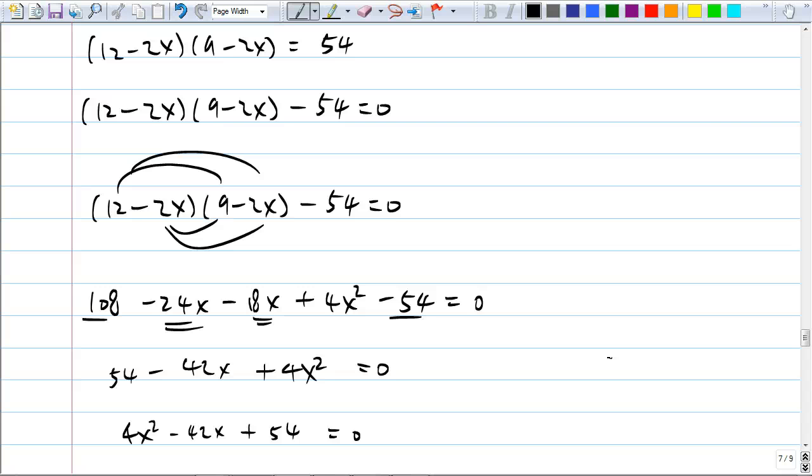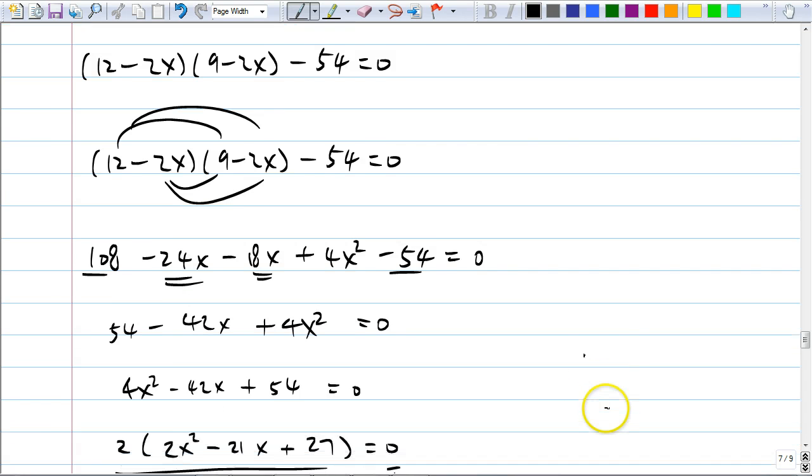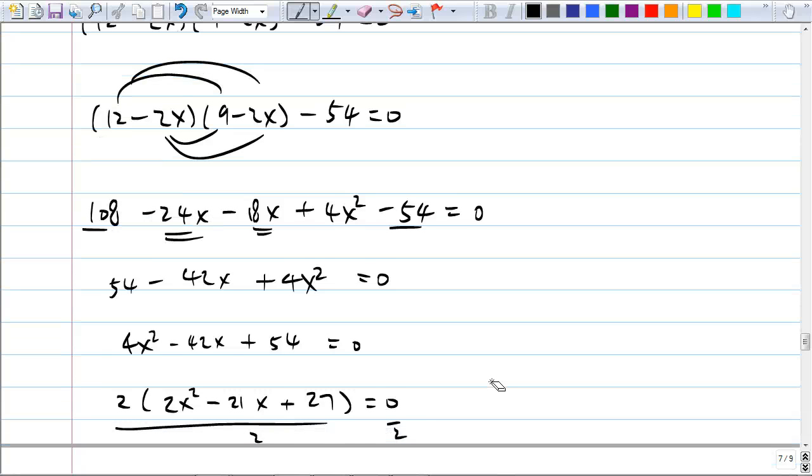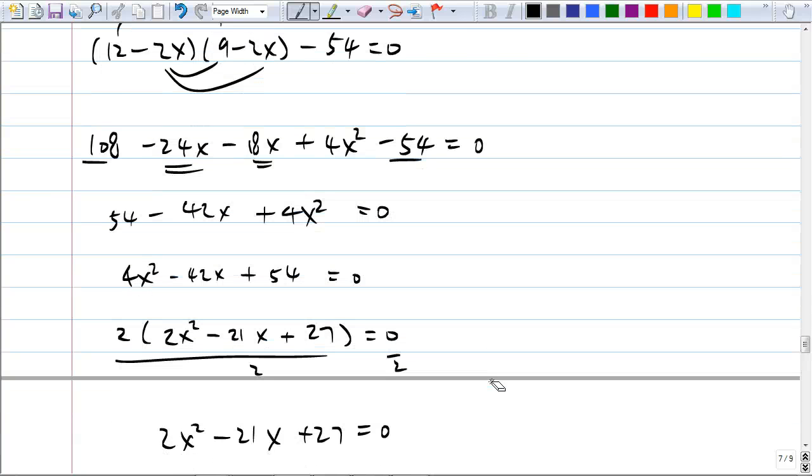Now you need to factor out your GCF, which is, what do you have GCF of? 2. So did you all do this, guys? And of course, if you have a number multiplying this equal to 0, what can you do with that number multiplying this whole polynomial? Divide both sides by 2. It simply gets rid of it like that, right? Because it's just 2. Then you get 2x squared minus 21x plus 27 equals 0. Now you have a trinomial.